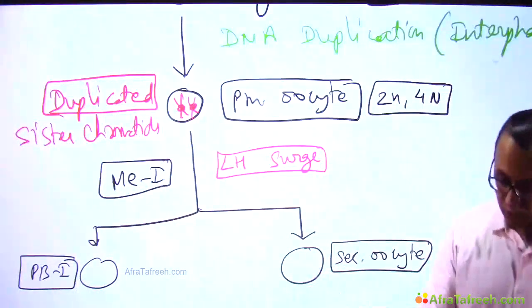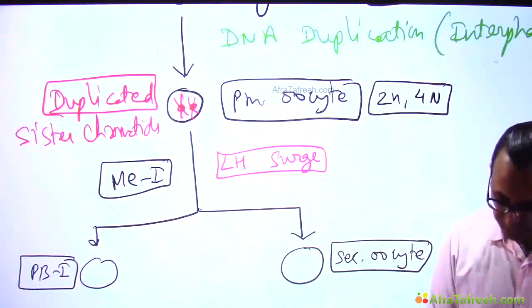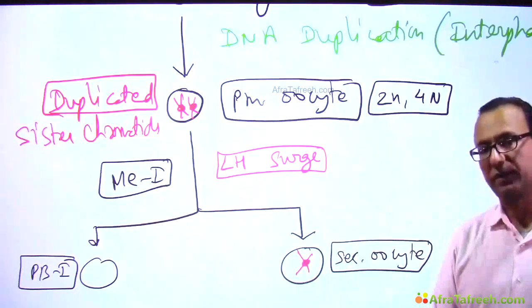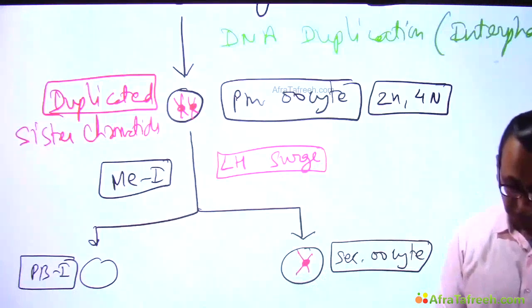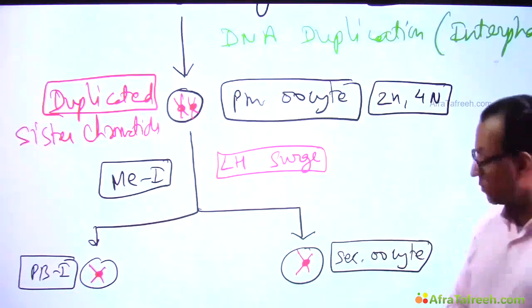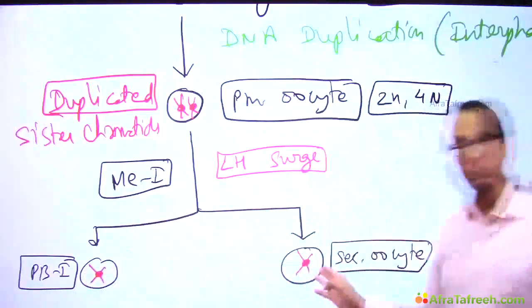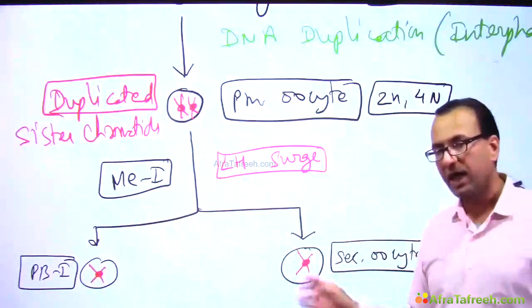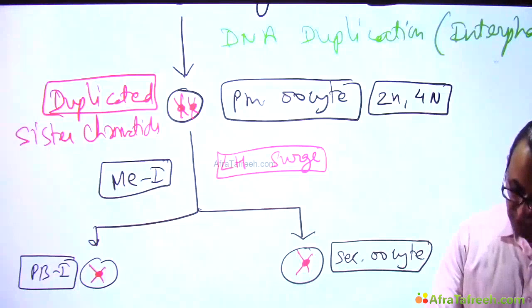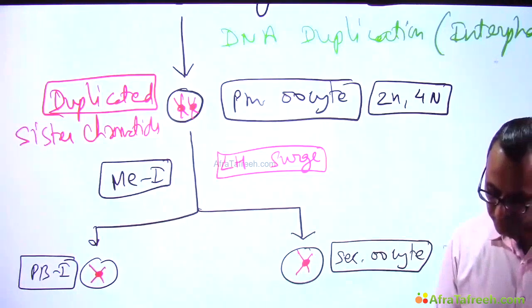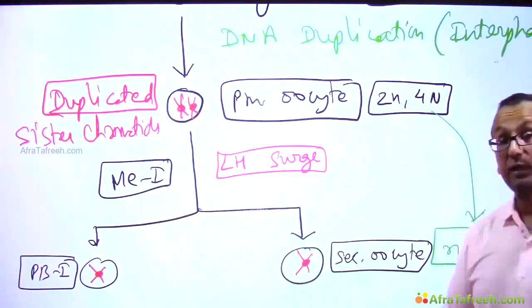haploid. So you will mark them here. Either maternal chromosome will come here or paternal. 50% chance that this could be maternal or paternal. Similarly there. So these are haploid cells now, and you can mark their DNA configuration. You can notice that there will be haploid with 2 units of DNA. So 4N has become 2N.